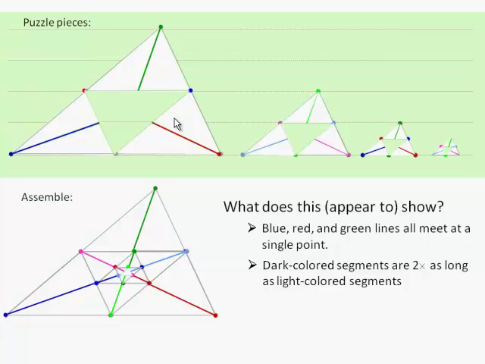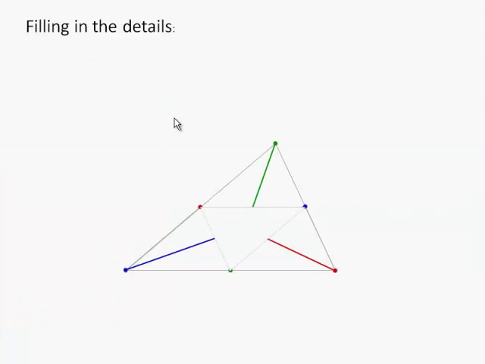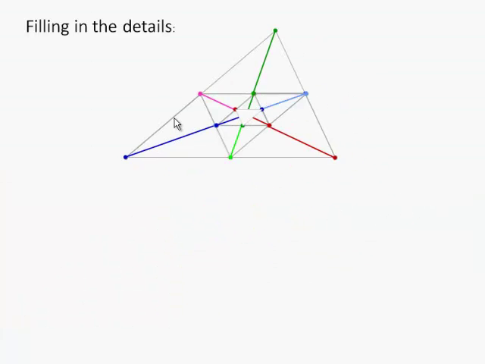Okay, so it looks like I've gotten the centroid theorem. I have both the medians converging to a single point, and I have the median being broken into the ratio of 2 to 1. Okay, so that looks very elegant. Now, of course, things aren't always as easy as they appear. So let's fill in some details. Just to remind you of the process, here we go. We put the puzzle pieces in.